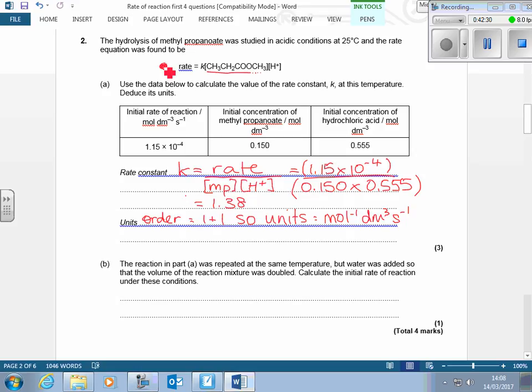So this time, rate equals, and it's very important that we put in our 1.38, but then we can halve the concentrations. So for the methyl propanoate, our concentration would be 0.075. And for the other one, 0.222.